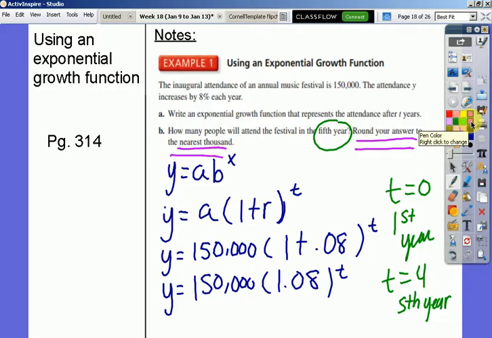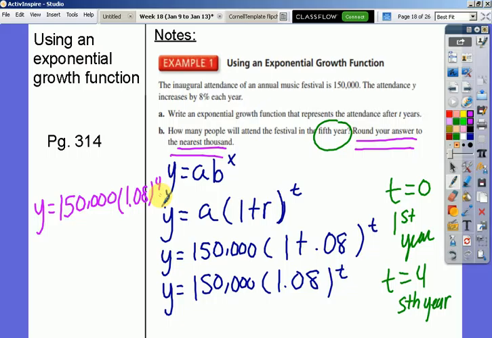Okay, so this is just a matter of correctly inputting it into your calculator. So, y equals 150,000 times 1.08 to the 4th. So you know you have to take into account order of operations. So in your calculator, do 1.08 to the 4th first, and then multiply it by 150,000. Because again, your calculator does not take into account order of operations for you. You have to know in advance what comes first.